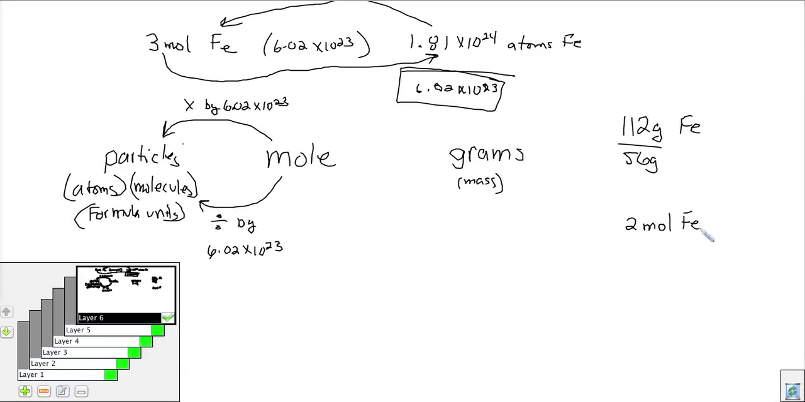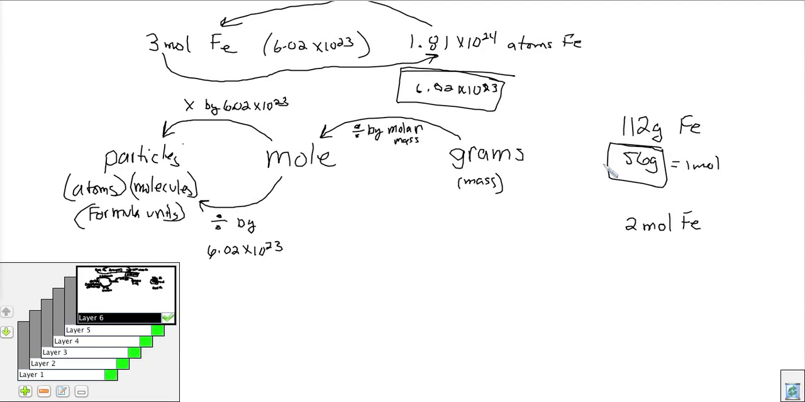So I'm going to divide. If I'm going from grams to moles, what I'm going to do is divide by molar mass. That's what we call this mass on the periodic table. We call it molar mass. So all you got to do to find molar mass is look it up.